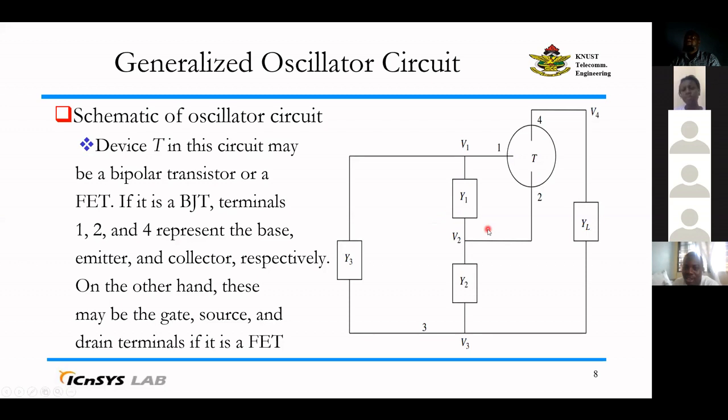YL is the load. Now what you realize is that there's the output of the transistor, which goes to the load. And part of that load is sampled again back into this resonant tank made up of what? Y1, Y2, and Y3. That's the resonant tank. I'm talking about this portion here. That's the resonant tank made up of Y1, Y2, and Y3.